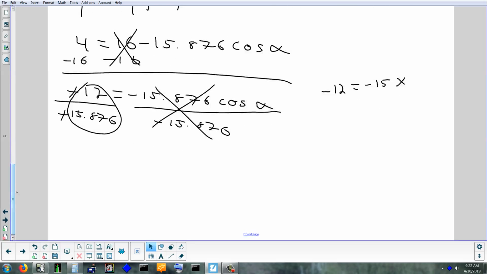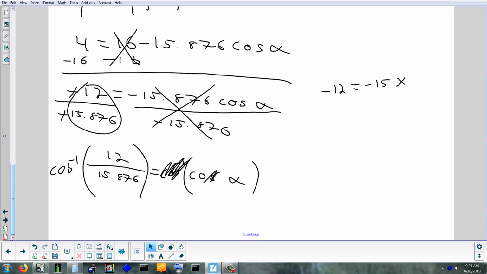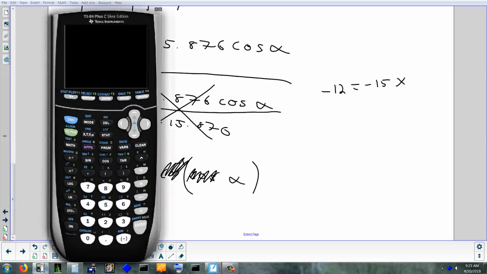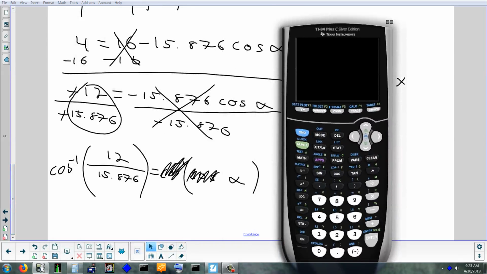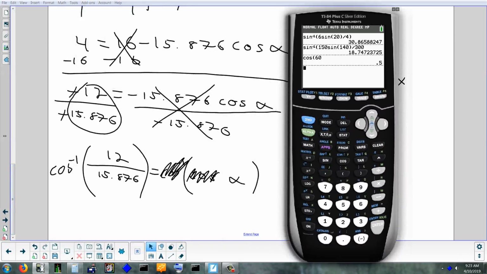So let's keep going. We've got 12 over 15.876 equals cosine alpha. But what I want is alpha. So what do I have to do on both sides? Take the inverse cosine. Yep. Inverse cosine, inverse cosine. This cancels that. And see what you get. Just be careful you don't get inverse sine, because you get into the pattern. We've been doing inverse sine all week. That's inverse cosine.